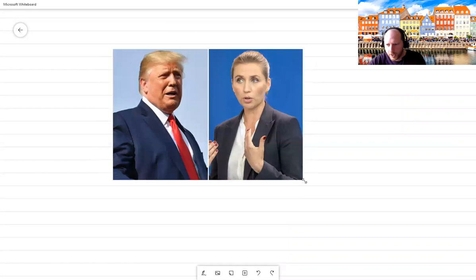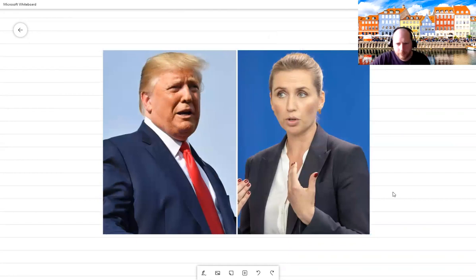Now, there's a reason that I haven't got a picture of them both together, and that's because late last year, the two of them fell out. They have never met, as far as I know, face to face, because Donald Trump refuses to visit Denmark. He got very, very cross with Denmark. Yes, he did. And it's all because of Greenland.